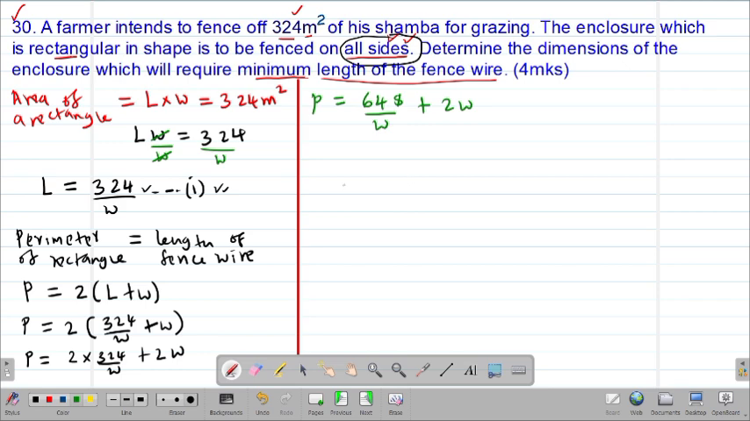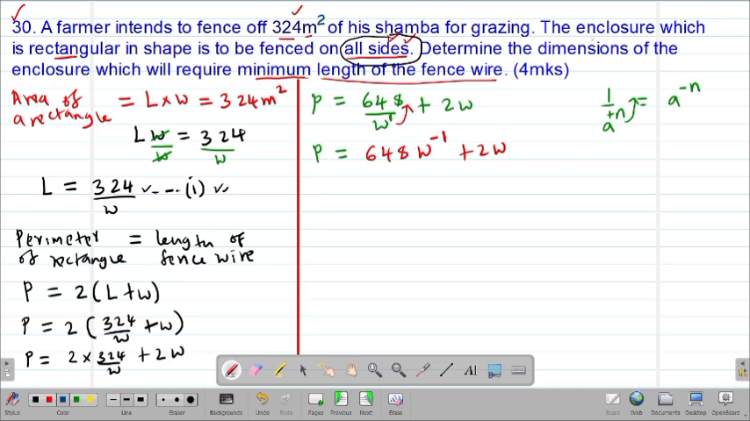Therefore, we can also reduce this equation to P equals, on applying the laws of indices, we know that whenever we have 1 over a to the power of positive n, this is the same as saying a to the power of negative n. That is, whenever we take this one to the numerator, the sign of the power changes. This was power 1. So similarly, if I take this to the numerator, the sign of the power is gonna change. Therefore, we'll have 648 w to the power of -1, then plus 2w. So I'm doing this for the purposes of easy differentiation.